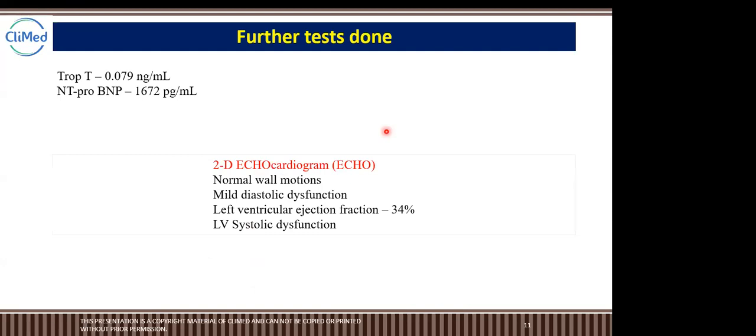What is the normal limit of troponin T? Less than 0.01 ng per ml. Just tell me if it is normal or high. It's elevated. According to the book, it is elevated, because it should be less than 0.01 ng per ml.